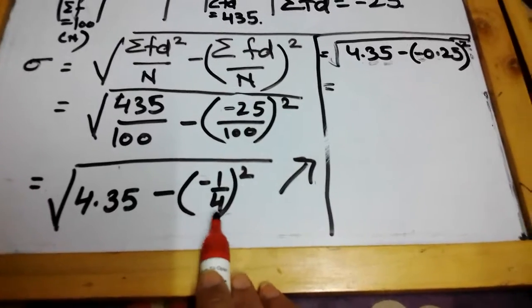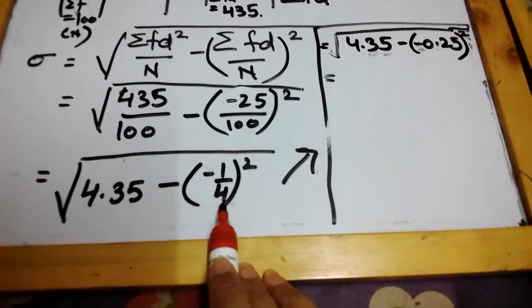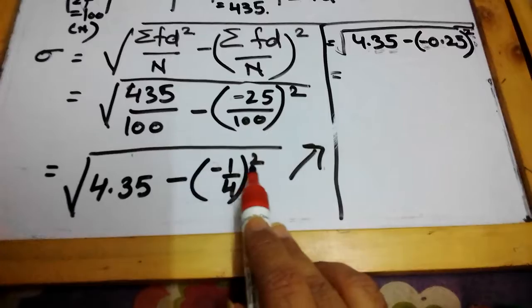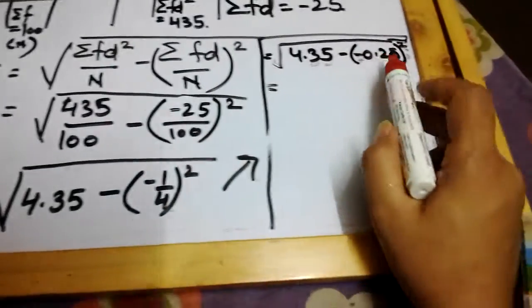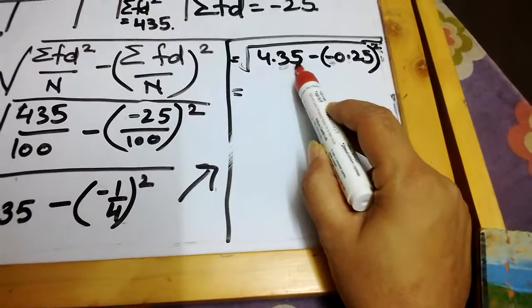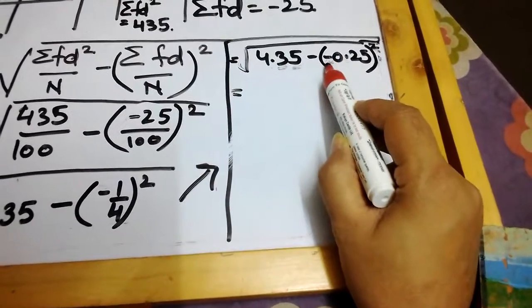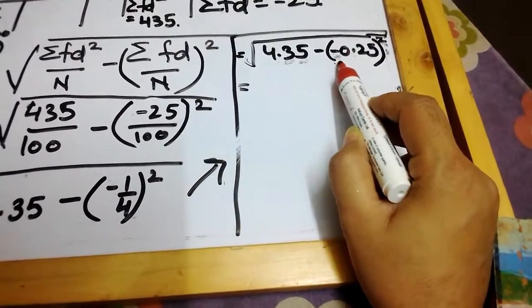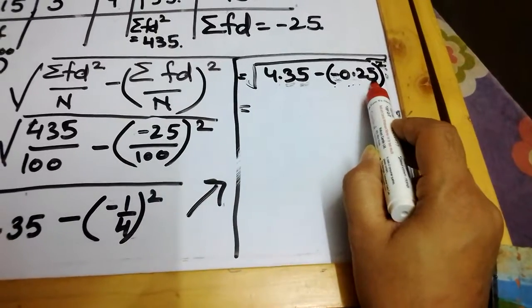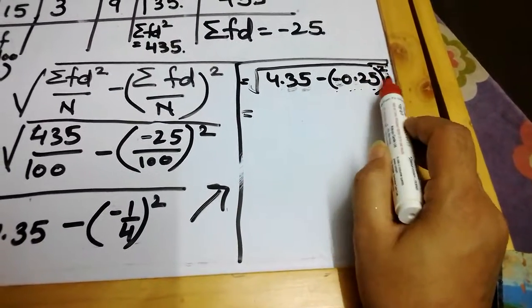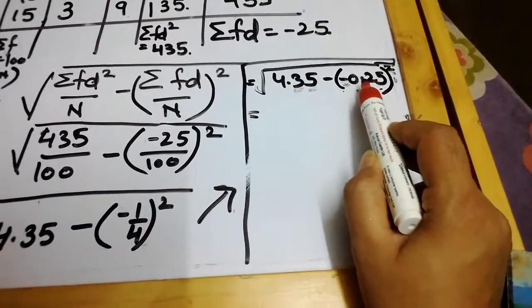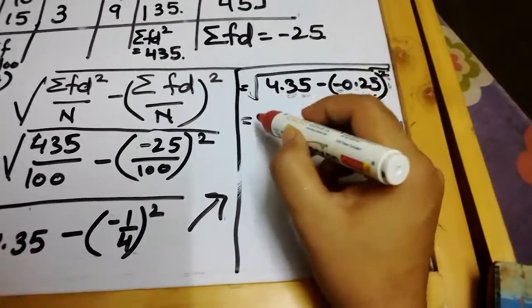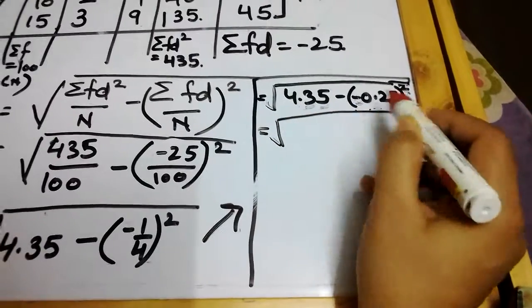Now children, I have to square this value. First I'll be dividing it, then I'll be squaring it. When I divide it, I get 4.35 minus, and inside the bracket 1 divided by 4, I get 0.25, and I have to square it now. When I square this value, it will be converted into a positive value. So let's see what value we are getting.